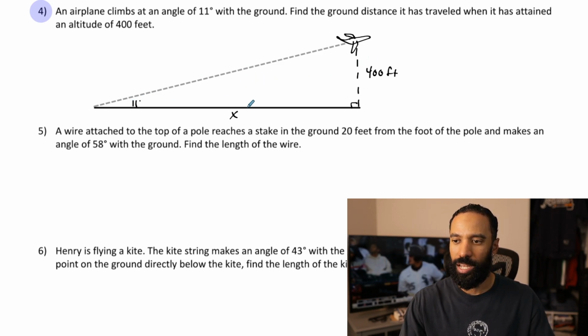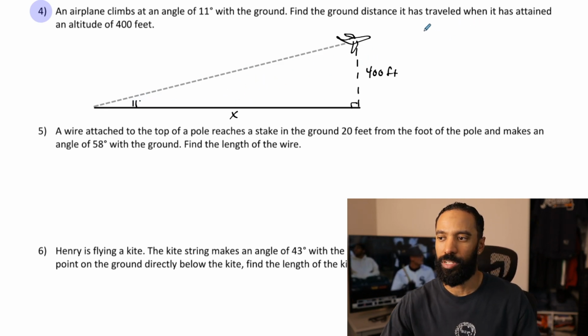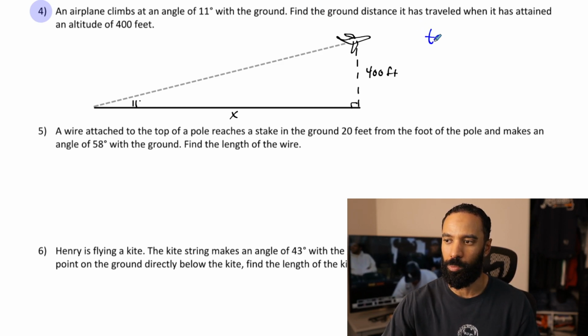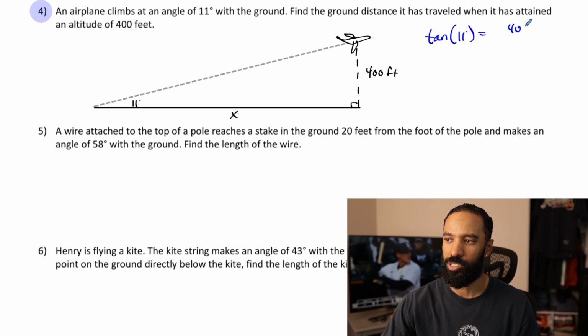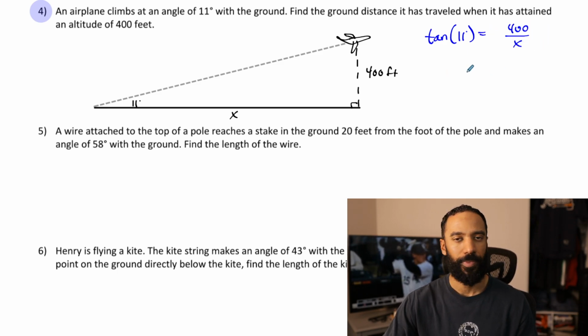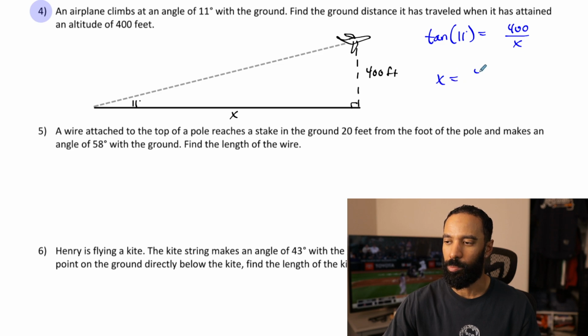So opposite, adjacent sounds like a tangent problem. The difference here, of course, is this time x will be in the denominator as the adjacent. Tangent of 11 degrees equals opposite, 400 over adjacent x. We've done a lot of switching places here before. X will be 400 over the tangent of 11.